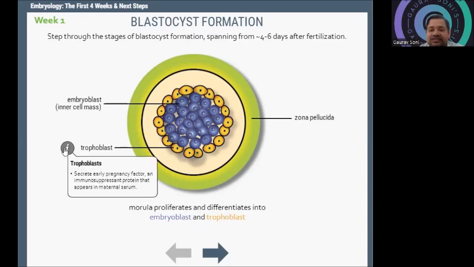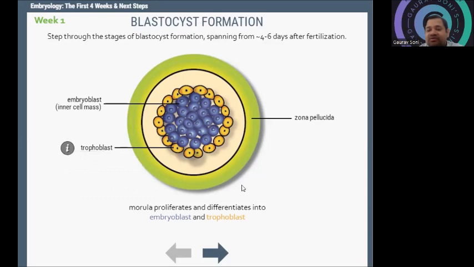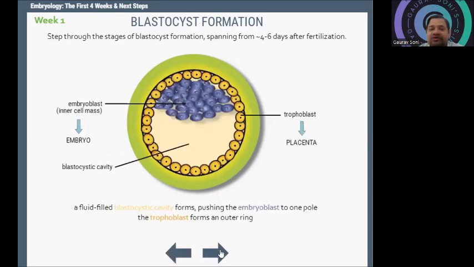So what is trophoblast? The trophoblast role is very simple. It secretes early pregnancy factor and immunosuppressant protein that appears in the maternal serum. So that is the role of trophoblast. The embryoblast is everything from where the embryo is going to be developed. Embryo plus blast means to form the embryo. Now you can see different stages. Now after that, what will happen?